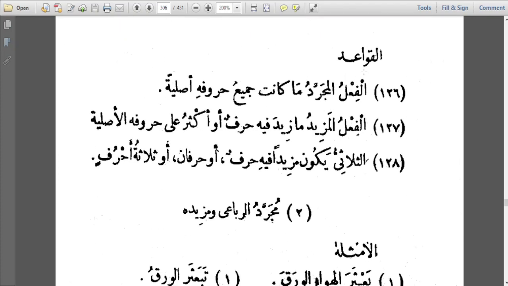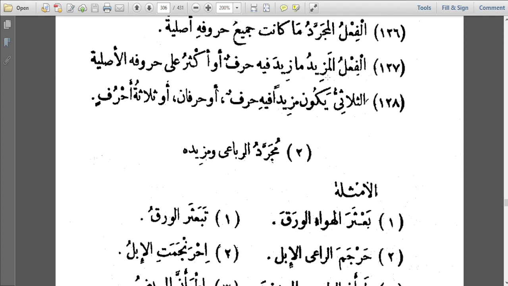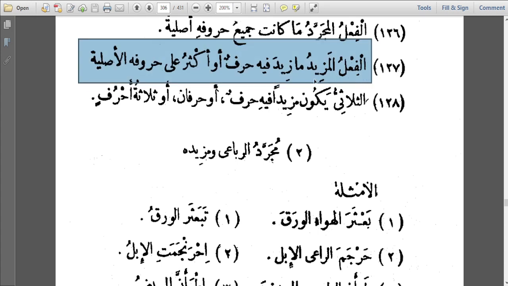Okay. Al-qawaid, we have al-fi'l al-mujarrad ma kanat jami'u hurufihi asliyatan. That is the definition for al-fi'l al-mujarrad, which you have to memorize. Al-fi'l al-mujarrad ma kanat jami'u hurufihi asliyatan. When we say fi'l mujarrad, it is the one where all its letters are root letters. You can't take any one of them out. And then we come to al-fi'l al-mazid. The definition of al-fi'l al-mazid is ما زيد فيه حرف أو أكثر على حروفه الأصلية. It is the one where a letter or more has been added to its root letters.